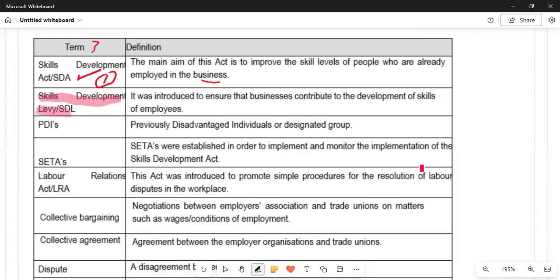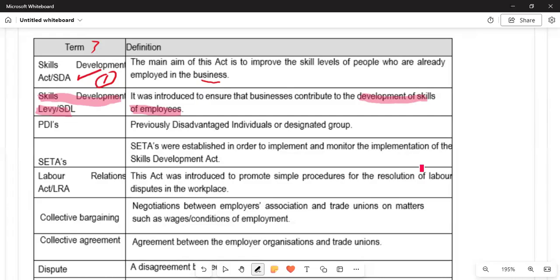So it simply says that businesses are going to be charged a levy to make sure that employees are equipped with skills and knowledge. That is the charge they are going to pay to SETAs, so that the SETA will give them the grant. That grant will make sure that those people are equipped with skills and knowledge, so they are provided with education as well as training. That is a very important part of the SDL.